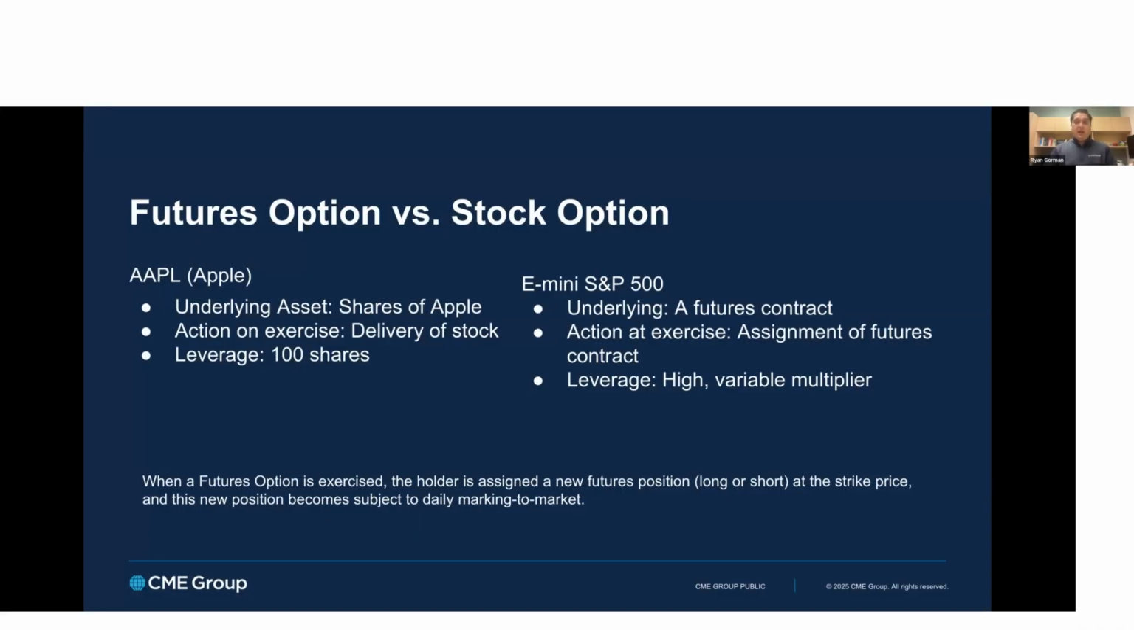Again, it's going to be the underlying, the action at exercise, and that leverage and the multiplier. So the underlying for the E-mini S&P option is going to be a futures contract. And the action on exercise is the assignment of that long or short of that specific futures contract. And that's super important to know because shares of stock and a futures contract are very, very different.